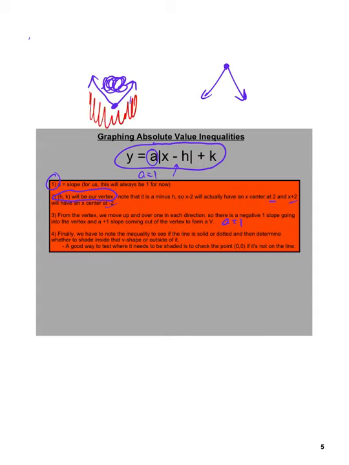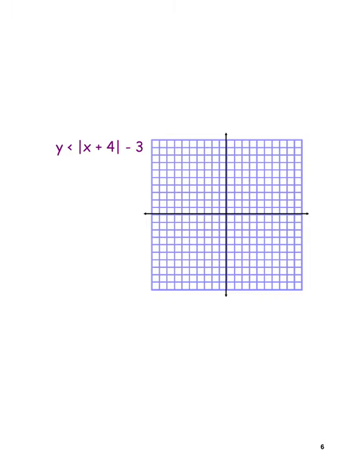So a good way to test where we shade is to test the point 0, 0, provided that's not on the line. If it is on the line, then we just pick another point that would look easy to test. So let's do an example. We've got y is less than, so the less than means we're going to use a dotted line.